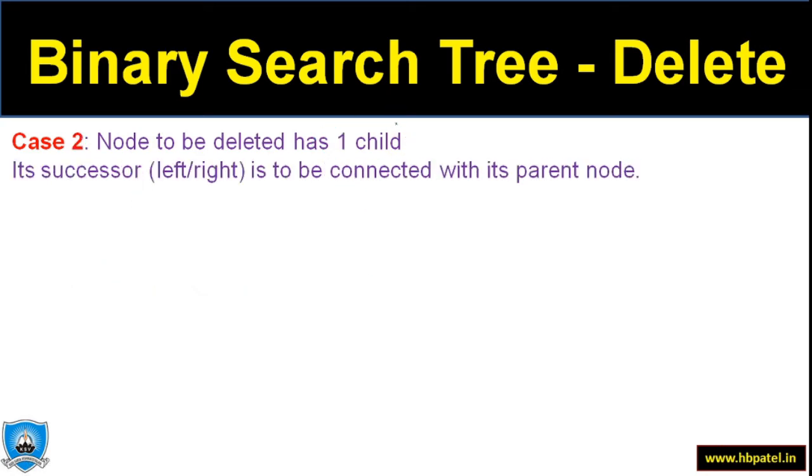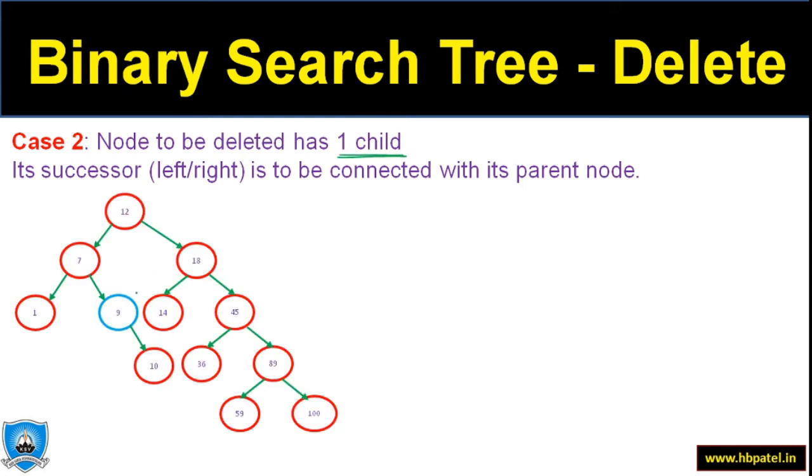Now the second case is the node that you wish to delete has 1 child. So what to do? For example, in this tree you can see that there is only one node which has 1 child. If we take some other nodes, for example this 12 has 2 children, 18 has 2 children, 45 has 2 children, 89 has 2 children, and all others are having 0 child. But this node number 9 is something wherein you have only 1 child. So what if you wish to delete 9? In that case you can easily see that this pointer should be pointing to this one.